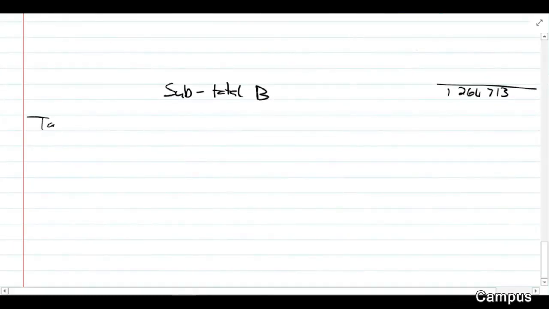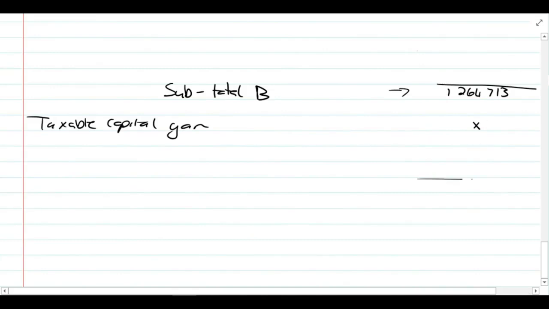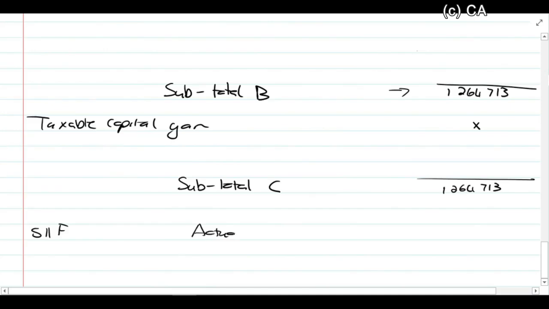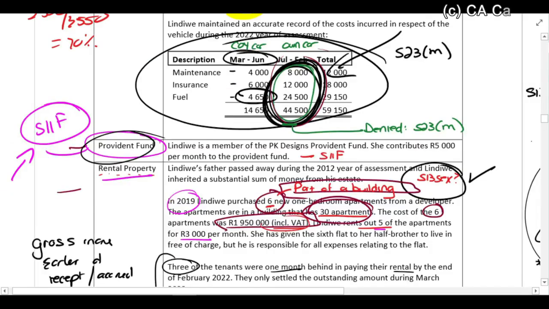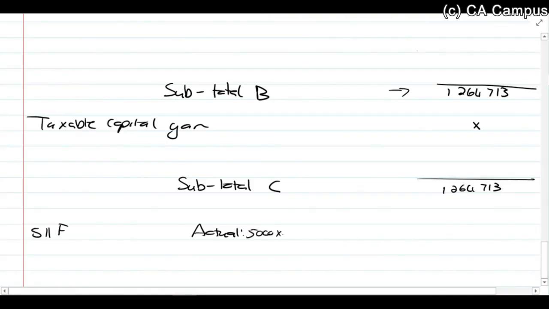Now, you would then have to do your taxable capital gain. There's nothing in this question, but I'm just showing it to you to remind you where it goes. Okay, so we've got subtotal B. This is the amount before CGT. Then you have CGT, you add it up, and that gives you subtotal C. I'm going to refer to both of these amounts when I'm doing section 11F now. So section 11F starts with the actual contributions to the provident fund, which is what? It's 5,000 rands a month. So for 12 months, 60,000 rands.